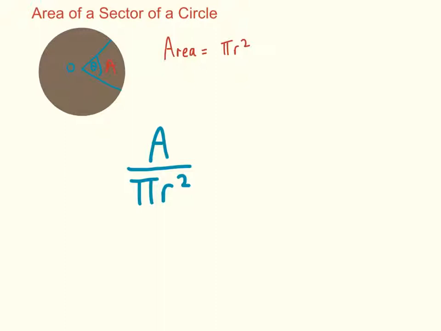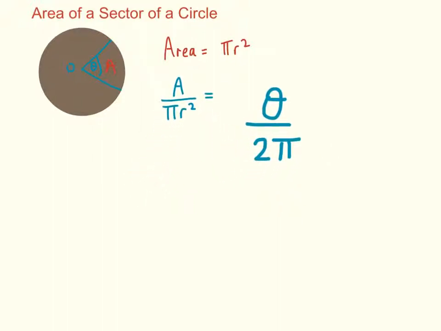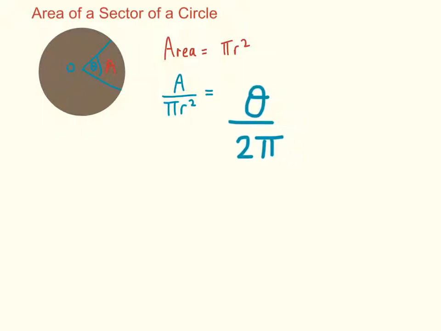So we look at the proportion of the area of that sector compared to the area of the entire circle. That's A divided by pi r squared, and that will be equal to the same proportion we get if we take the angle forming the sector and divide that by the full turn angle, which we know is 2 pi radians. So that's going to be theta divided by 2 pi. So we take the pi r squared across to the other side, and that leaves us with a formula for the area of a sector.